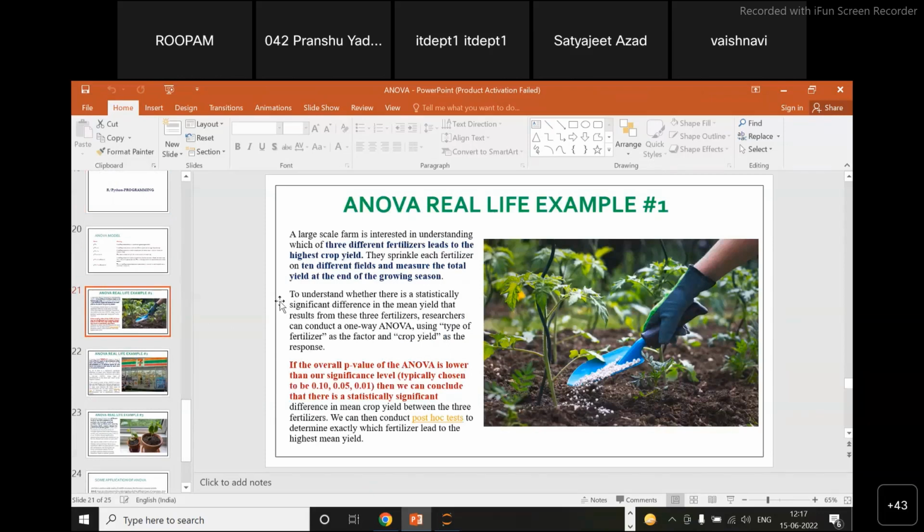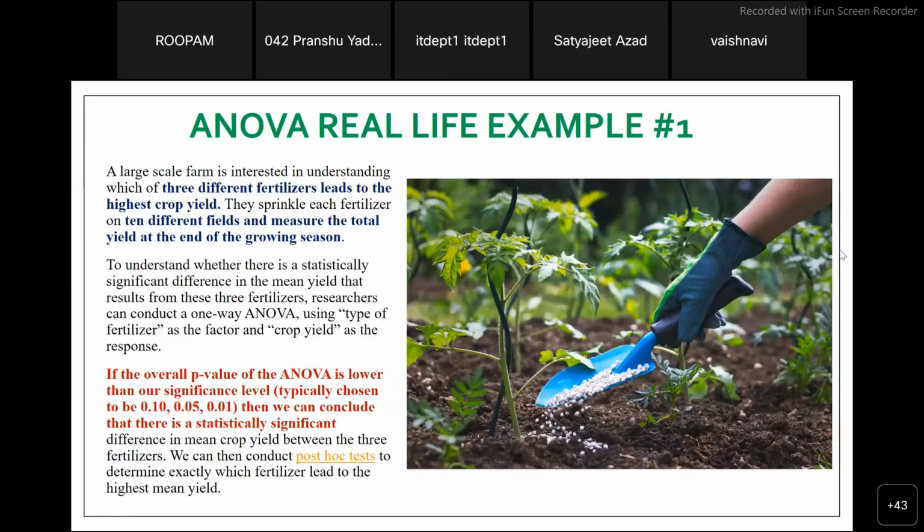Okay, so I'm just concluding this one. I'm giving you some examples of ANOVA where you can apply it. I will be sharing all the material, so don't worry. Just see where you can apply ANOVA. This screen is visible, right? Just confirm it once. Yes, sir. Okay, fine. So, ANOVA real life example, this one is quite interesting.